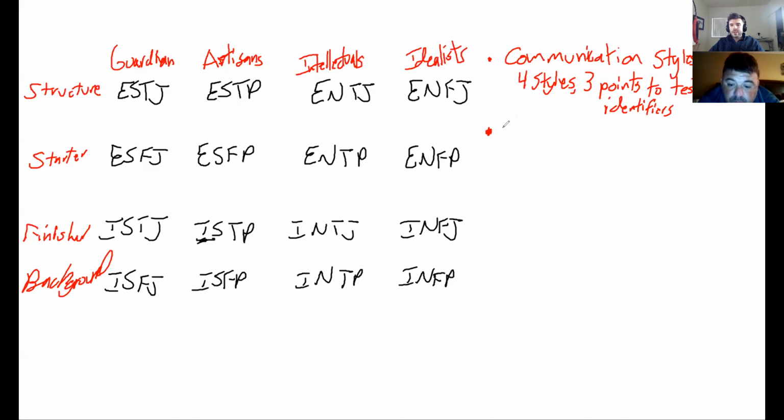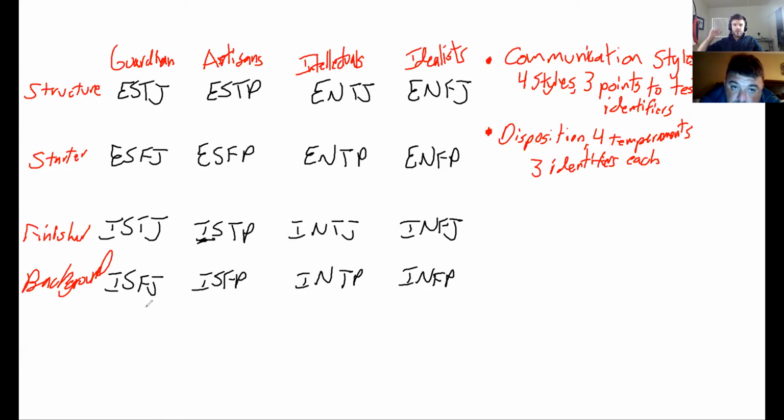Well, guess what? It's the same thing for disposition. It's the exact same thing, because from a disposition standpoint, you have the four temperaments, etc. And then you have three identifiers each. Great. Pretty standard. Everyone is aware of that.